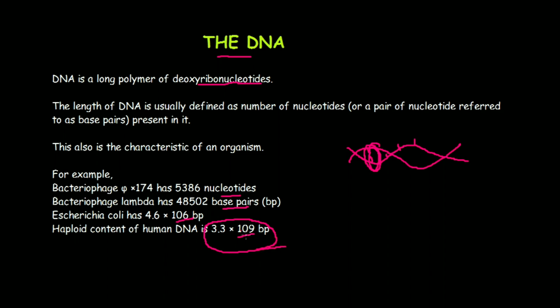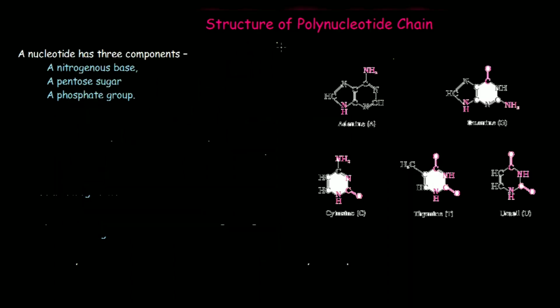Okay, so the thing is that this length of DNA is characteristic of an organism. That is, according to the organism, the number of nucleotides present in the DNA will vary. Okay, so now we are going to discuss the structure of a polynucleotide chain. Okay, so a polynucleotide chain can be either DNA or RNA.